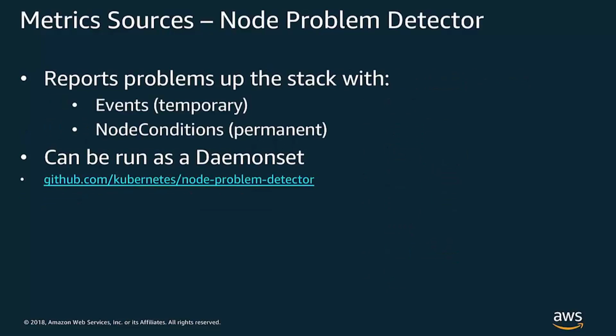And then we have the node problem detector. The node problem detector is another open source project under the Kubernetes organization, and it exposes problems up the stack with events and node conditions. Events are basically temporary problems that are going to get resolved that you can see in the normal kubectl get events. And node conditions are something that it's going to put on the node that's a permanent issue that you can use to prevent scheduling or any kind of logic that you want to then diagnose or remedy the problem.